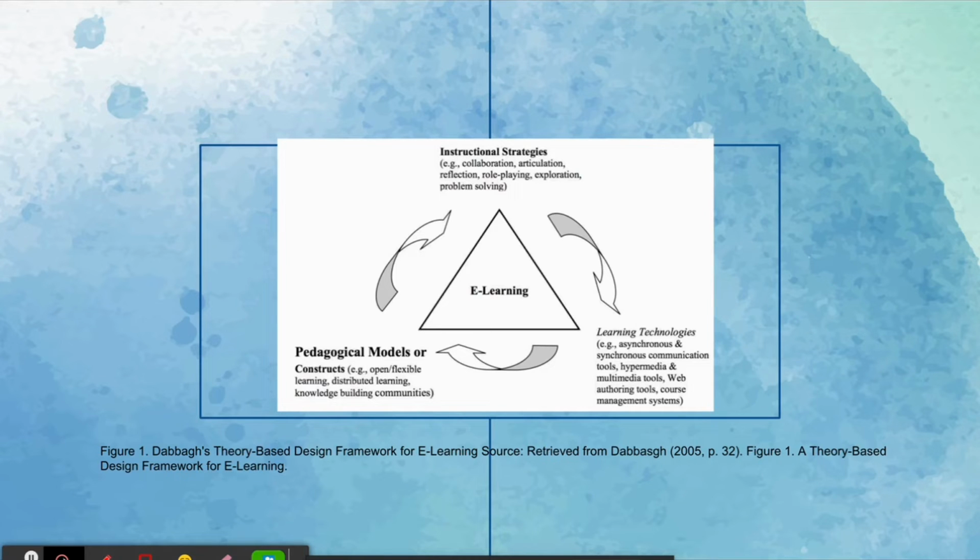Using online learning management systems and hybrid settings, students can facilitate their own learning process and have access to much more information than just what's presented by the instructor. However, as highlighted in the theory design framework, learning technologies include, but shouldn't be limited to, asynchronous and synchronous communication, hypermedia and multimedia tools, web authoring tools, course management systems. Resources, including hardware and software, are vital, but should also include personnel and instructional staff.